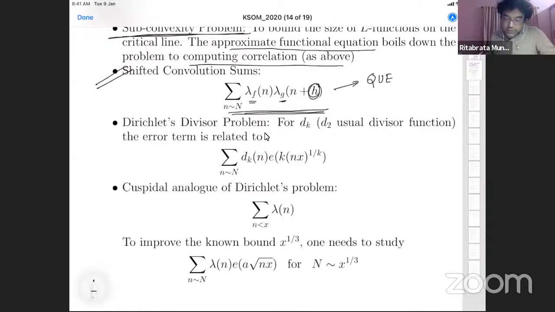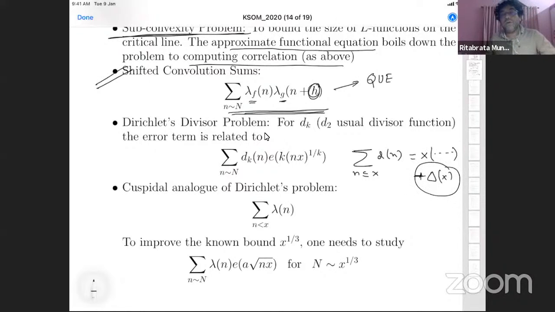Okay, so the other one is the Dirichlet divisor problem. The classical Dirichlet divisor problem is that you look at the sum of the divisor function, say n going up to x, and Dirichlet gave an asymptotic, so it is x times log x plus (2 gamma minus 1) x, something like that, plus an error term, which I write as delta(x), and Dirichlet's problem was to get a bound for delta(x).